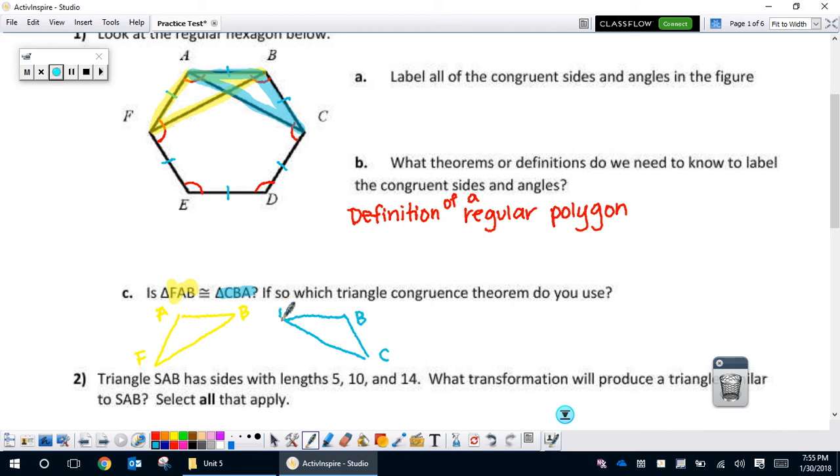Alright, and then let's mark what we've already marked. We already marked side AF congruent to side BC because those were sides of your regular hexagon. Then you can see that segment AB is repeated, so that's congruent to itself. We also already marked this angle up here because that's an angle in the hexagon, and this angle right here. So I would definitely use side, angle, side.